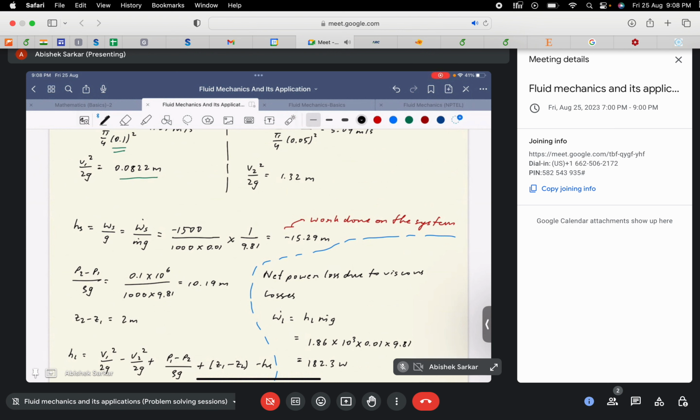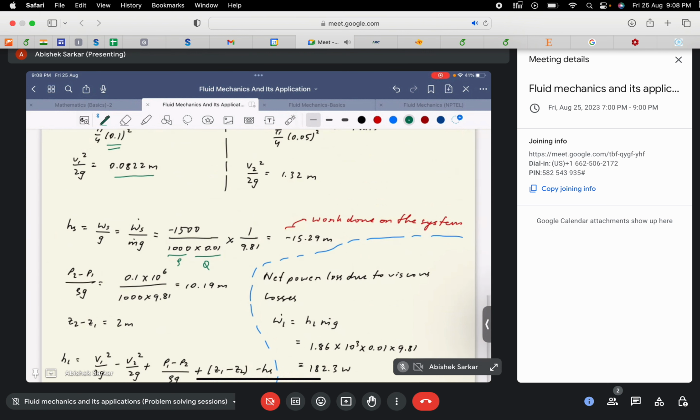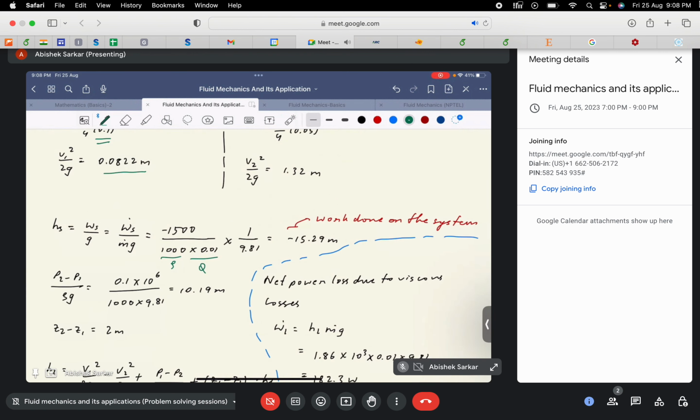So converting into watt, the mass flow rate can be given by density into the volume flow rate. So 1000 into 0.01 into 1 into 9.81, which is basically the value of g, acceleration due to gravity. Once we evaluate that, we get the head loss because of shaft work is equal to minus 15.29 meter.